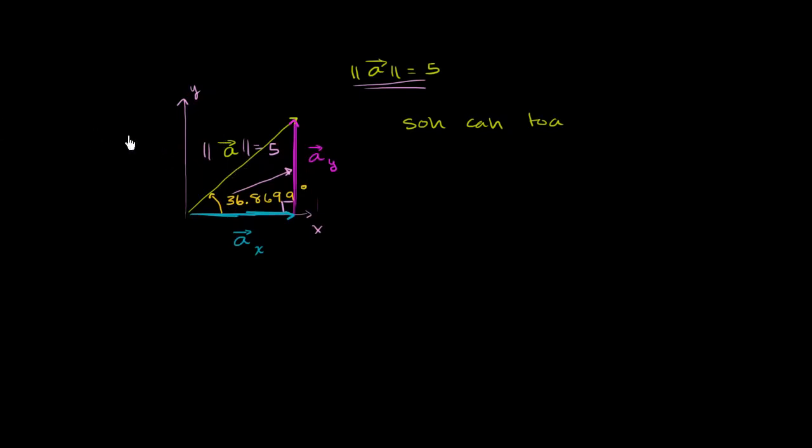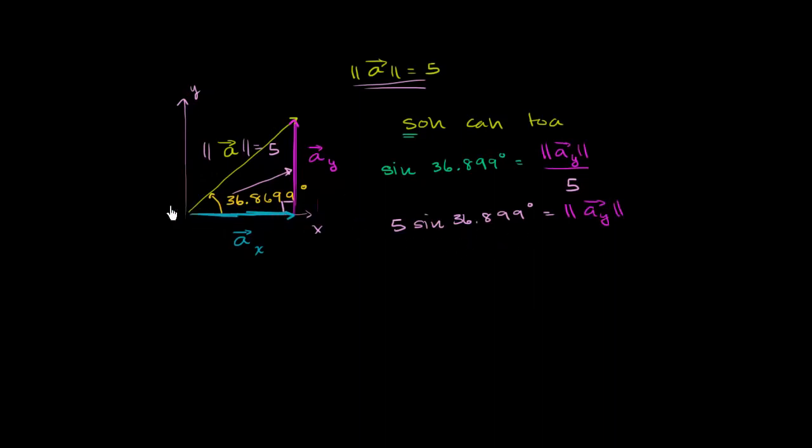So we could say that the sine of our angle, the sine of 36.899 degrees, is going to be equal to the opposite over the hypotenuse. The opposite side of the angle is the magnitude of our y component, over the magnitude of the hypotenuse, over this length over here, which we know is going to be equal to 5. Or if you multiply both sides by 5, you get 5 sine of 36.899 degrees is equal to the magnitude of the vertical component of our vector A.